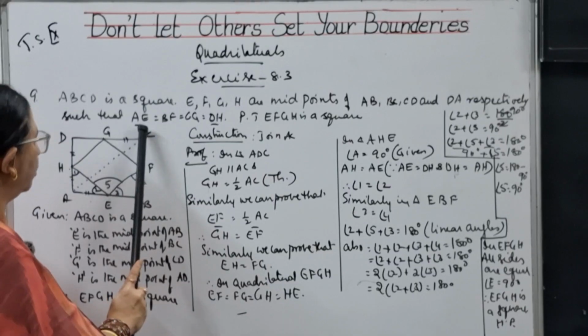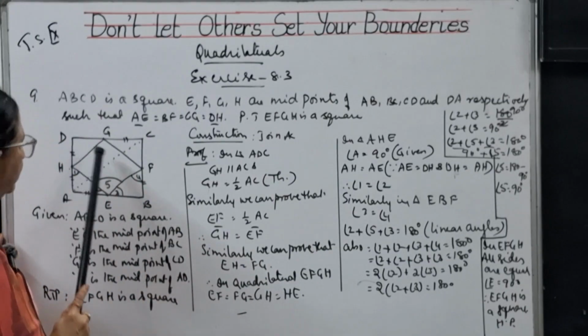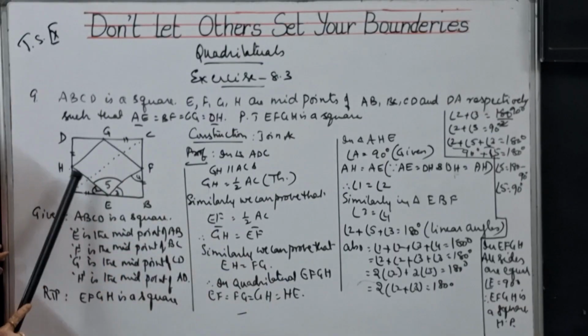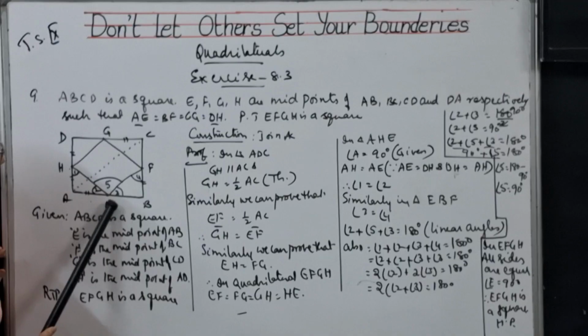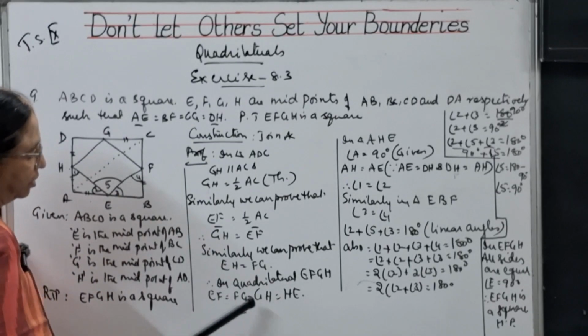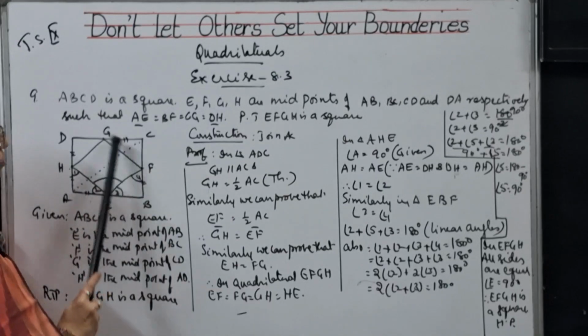Similarly, EF is half of AC. We can prove that GH is equal to EF. Similarly, we can prove that EH is equal to GF. That means HEFG, that is nothing but EFGH, is a quadrilateral in which all the four sides are equal.